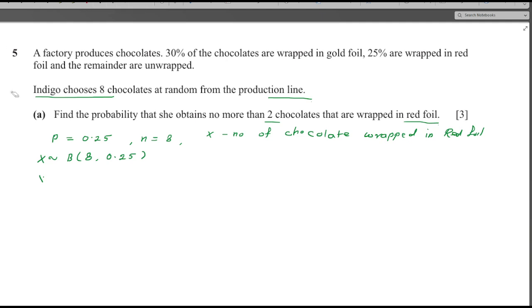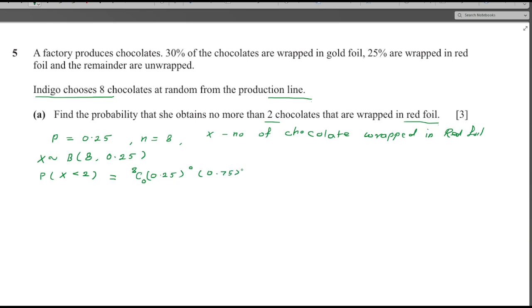We have to find the probability that this X is less than or equal to 2. Okay, not more than 2, which is equal to 8C0. So there could be 0 chocolates wrapped in red foil, meaning they are wrapped with some other color foil. Here the probability of wrapping in red foil is 0.25, so I will say 0.25 power 0, and 1 minus 0.25, which is the probability of failure, that is not wrapped in red foil, is 0.75.